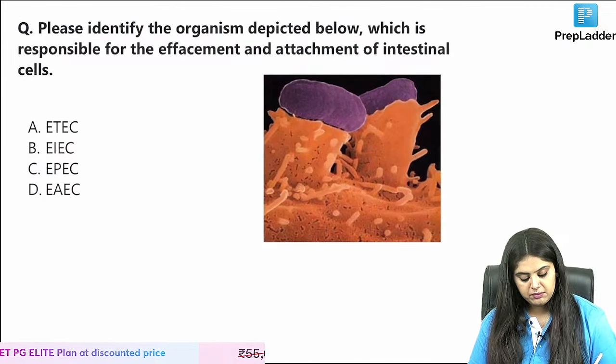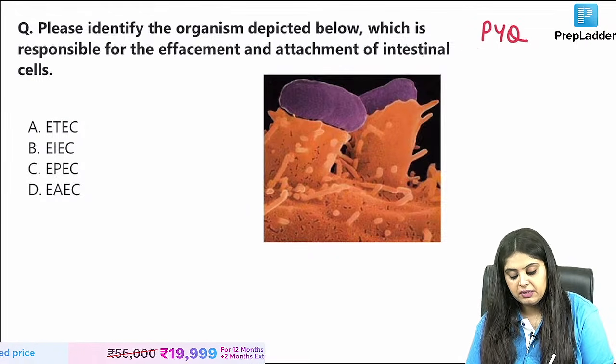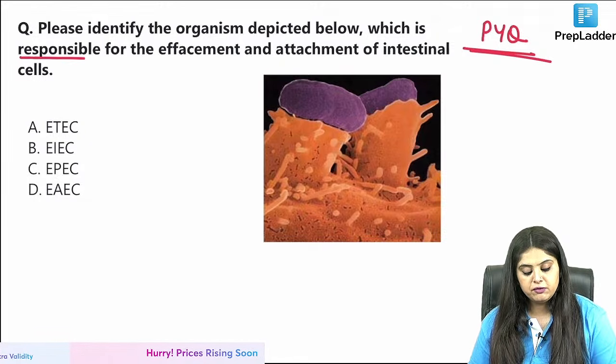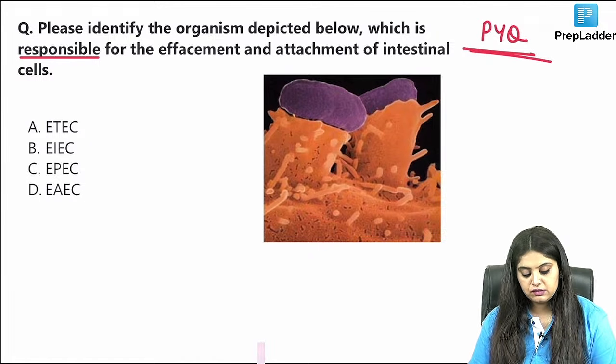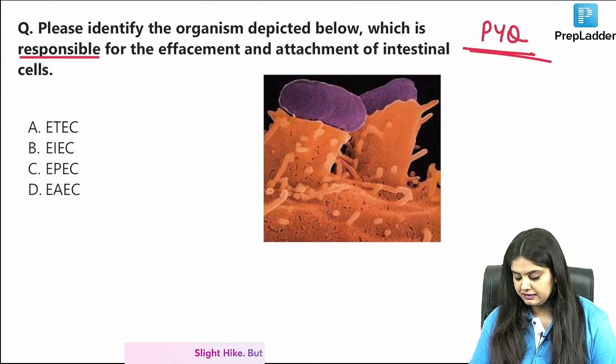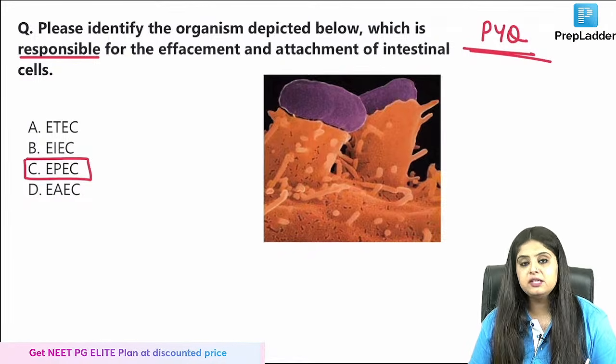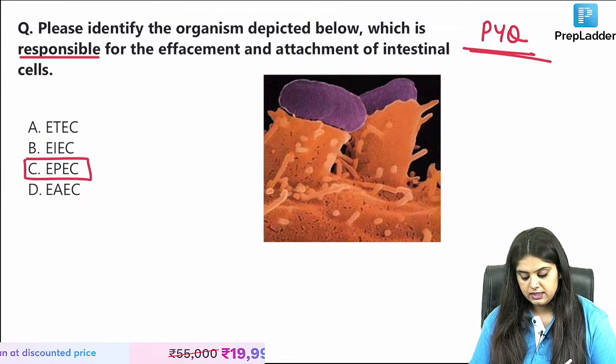Okay, coming to the AIIMS exam question, PYQ. Please identify the organism that has been depicted below, which is responsible for the effacement and attachment of intestinal cells. Yes, guys, for the effacement and attachment of the intestinal cells. This is a very C. All of you are saying C, which means EPEC, enteropathogenic E. coli. ठीक है, all of you are right.